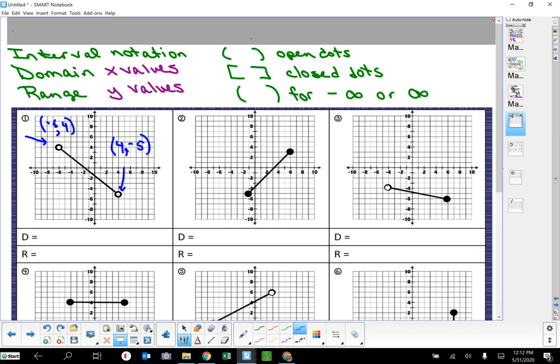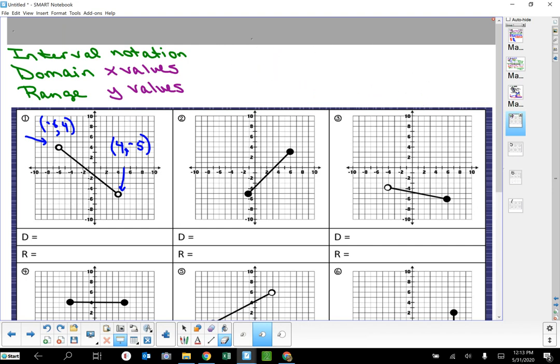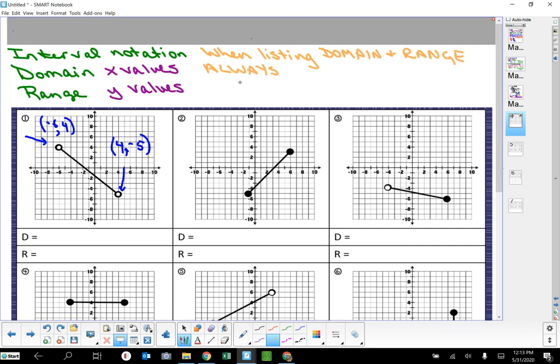I don't have enough room here. Let me erase this stuff. If you don't have it, rewind. Okay. And when you list your domain and range, you always go from least to greatest, smallest to biggest.